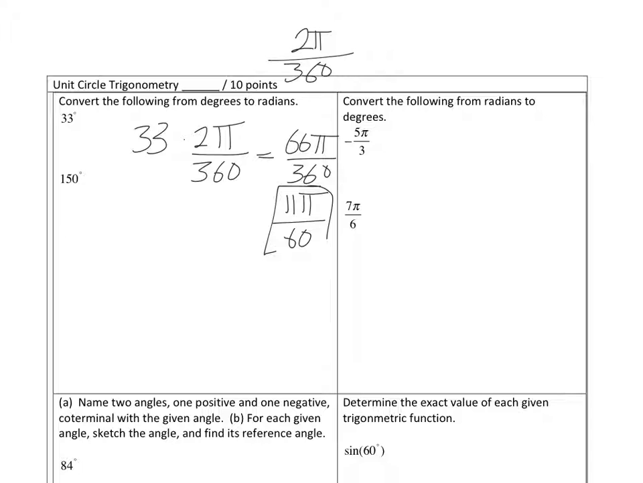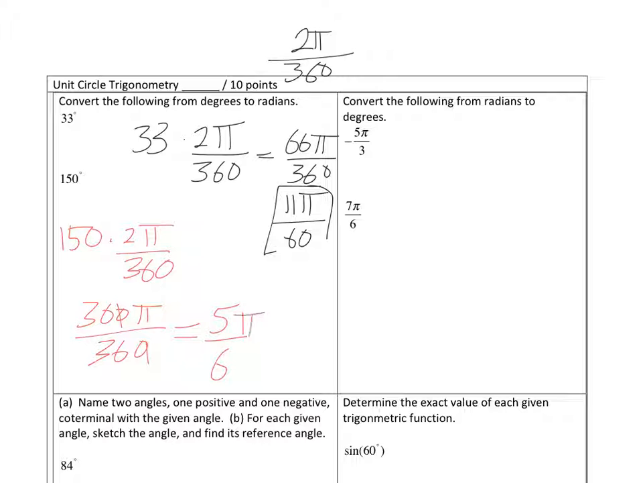150 degrees, that'd be 150 times 2 pi over 360, or 300 pi over 360. My last zeros cancel out. 30 over 36 is 5 over 6, and I still have a pi. That's my final answer. Going from radians to degrees, I'm going to go the opposite direction.